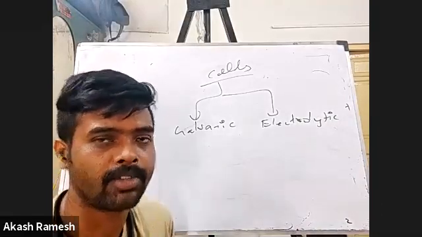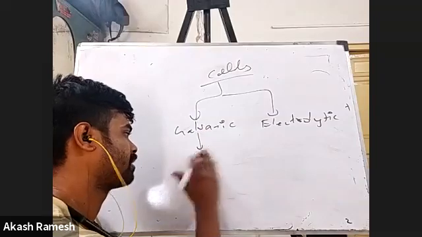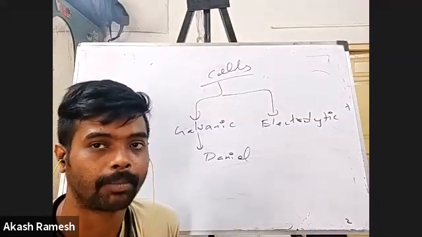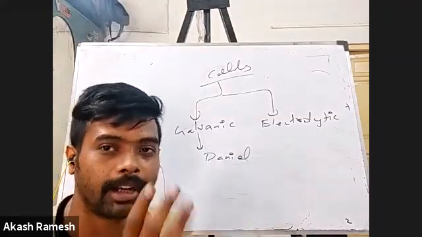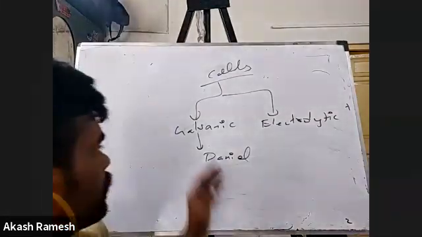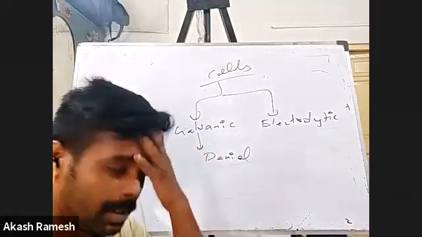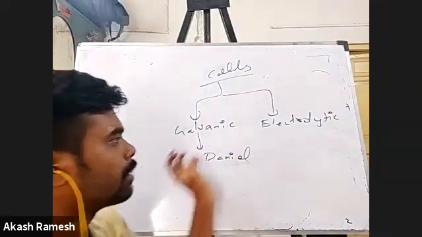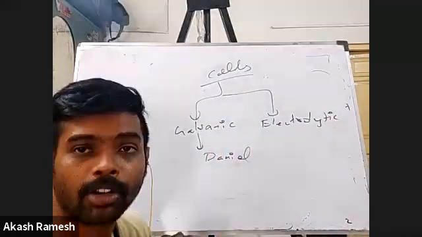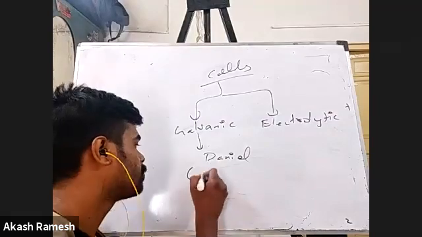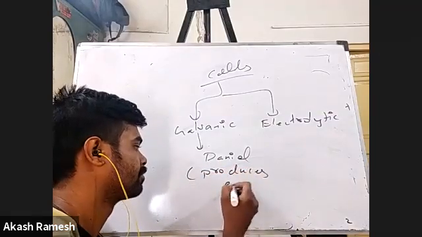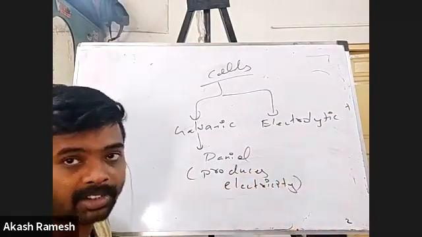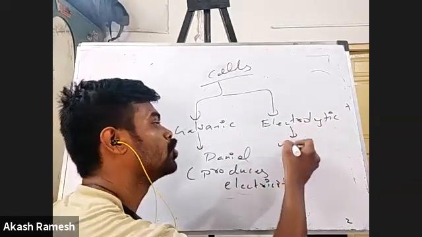So your Daniel cell is an example of a galvanic cell. If we have more time, maybe tomorrow we'll speak about what we mean by electrolytic and all that, but still we'll complete it very quickly. So your Daniel cell, which is in your syllabus, comes under galvanic cells. In a nutshell, the difference between galvanic and electrolytic cells is that galvanic cells produce electricity, right? And your electrolytic cell uses electricity.